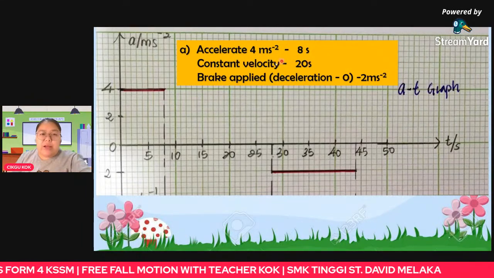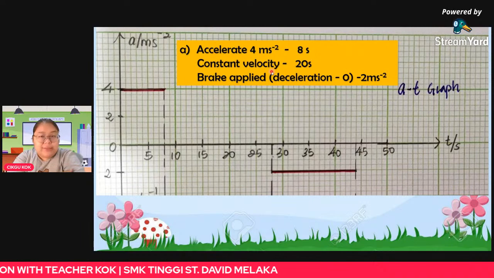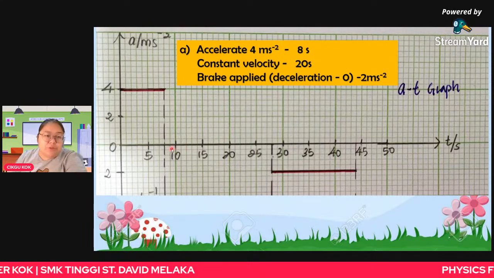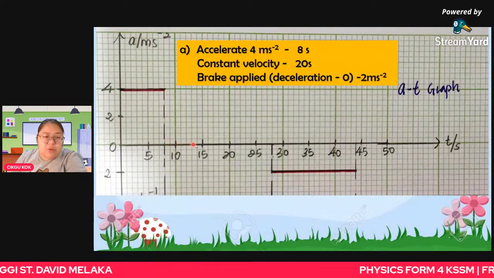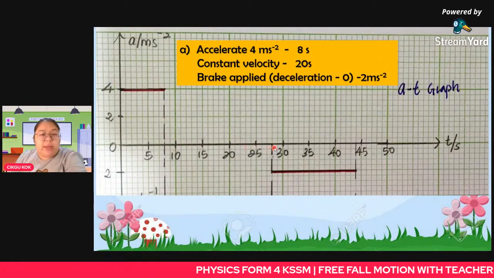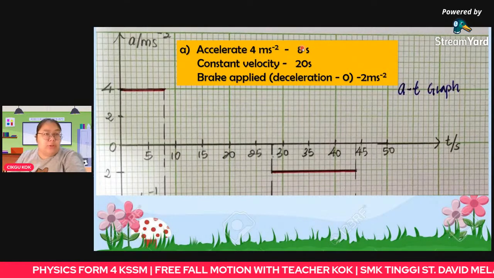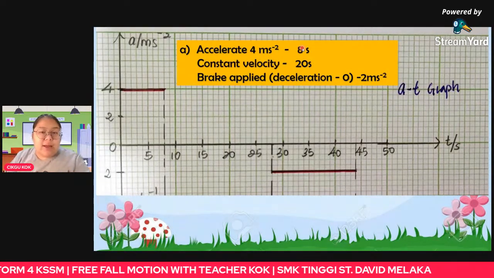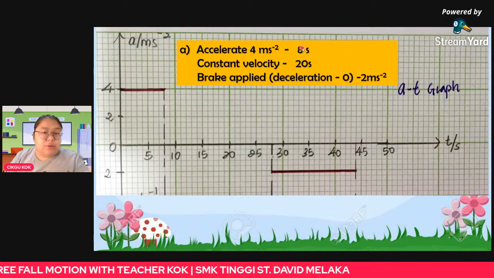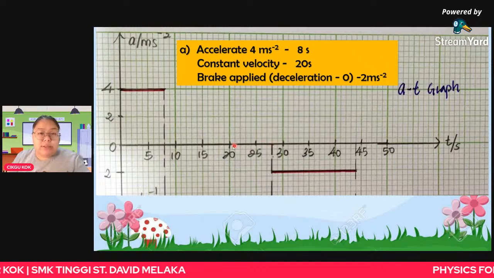After that they say constant velocity. Constant velocity means zero acceleration. Zero acceleration, that means you draw the line here. Draw the zero here, from the 8 second until 28, because they say 20 second, is it? 20 plus 8. You cannot ignore the 8 second. So you need to plus the 8 second. So that means until 28 second, you are constant velocity.